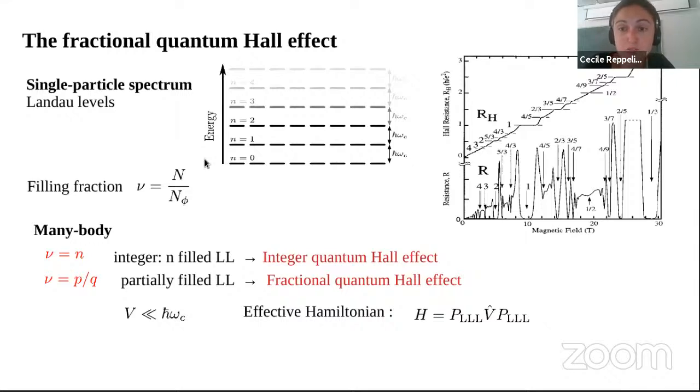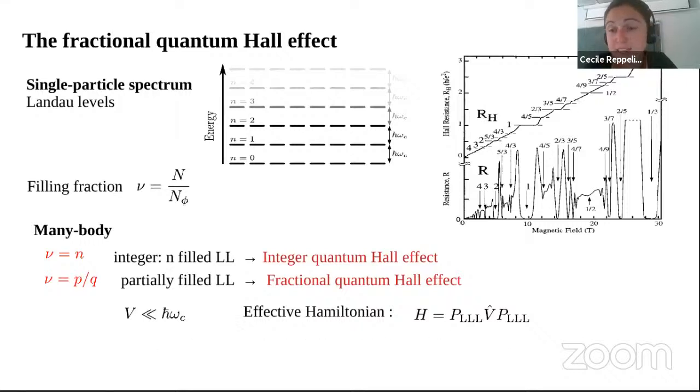So this is a hard problem. Typically, the strength of interactions V is much smaller than the cyclotron energy, which is the energy gap between the Landau levels. And you can really work within the lowest Landau level approximation, assuming that nu is smaller than 1. So you can work with an effective Hamiltonian, which is just a projection of interactions, probably a Coulomb interaction with maybe some screening, into the lowest Landau level.